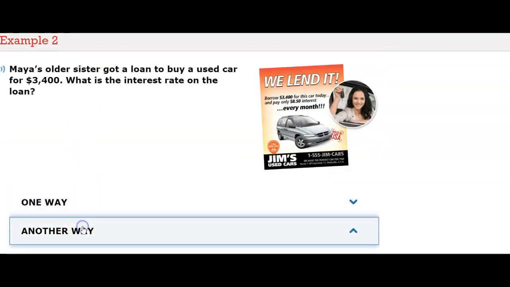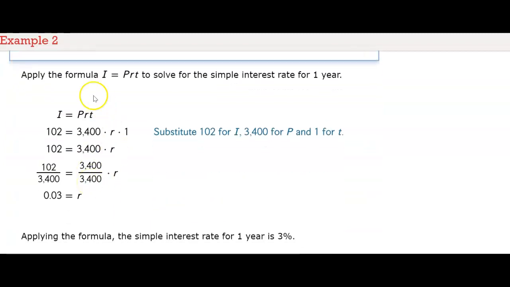Another way would be to apply the formula I = PRT to solve for the simple interest rate for the 1 year. So the I is still going to be represented by the interest amount, and so that's still 102. The P is $3,400, and the R, we still don't know what that is going to equal yet, and then 1 is the year, the time.